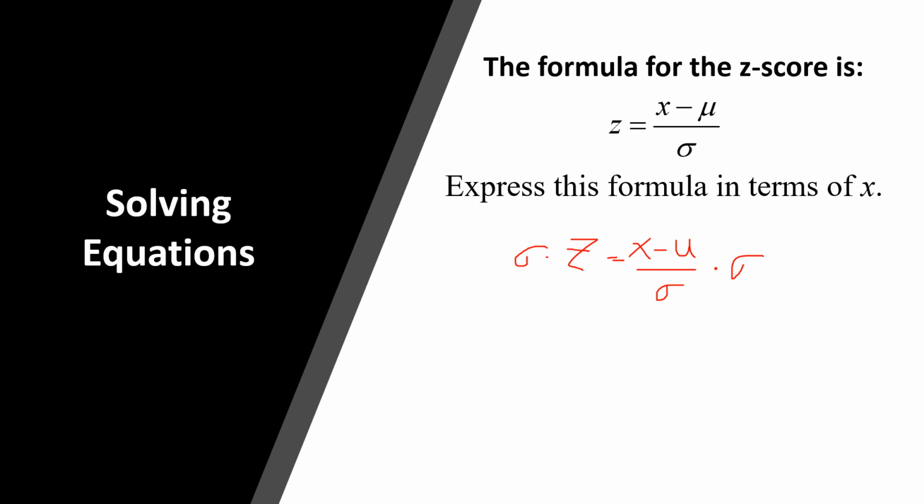Well, that gives us sigma times z, or z times sigma. It doesn't matter. It's multiplication, a product. What does that equal? Well, these sigmas cancel. We're left with x minus the mean. Just like before with the numbers, we now add the mean to both sides. And we get sigma times z plus mu, or since it's addition, we can say the mean plus the product of standard deviation and the z-score, that equals x.